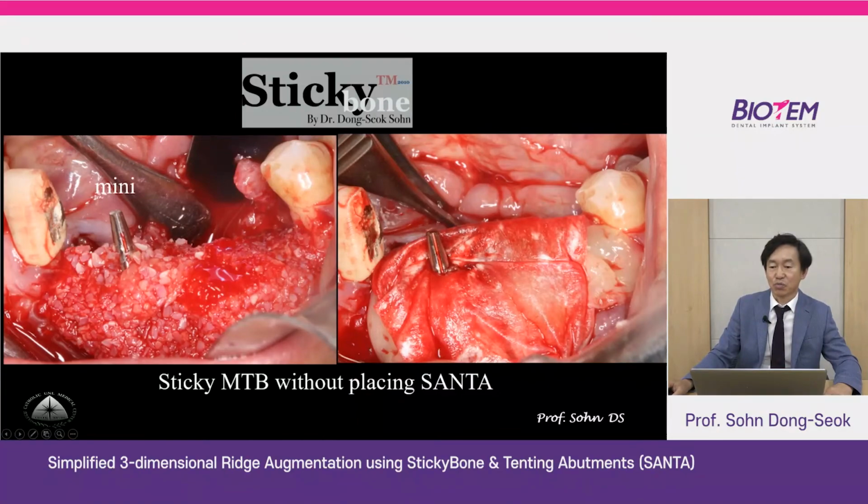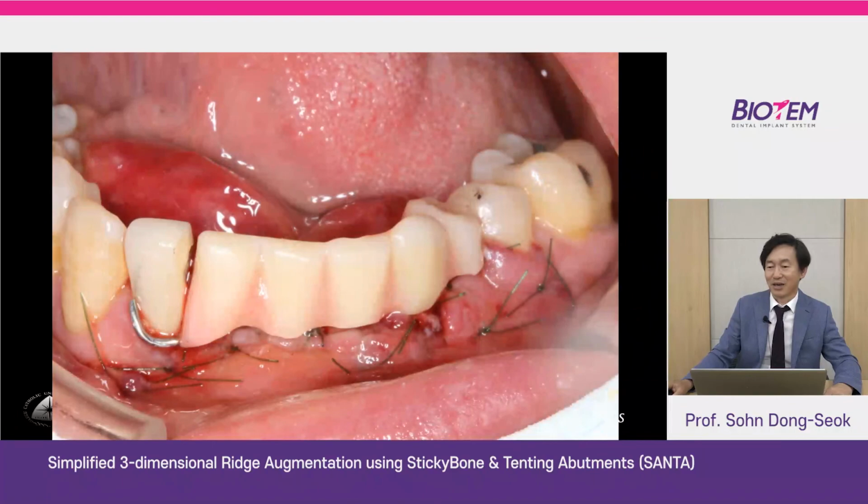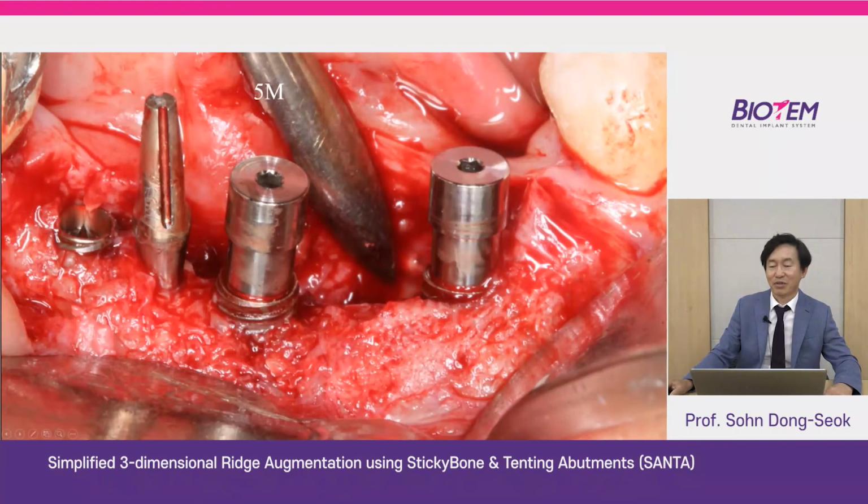StickyBone was placed over the implant, but I forgot to place a Santa in this case. This is the immediate fixed restoration. After 5 months healing, the wound was exposed. The vertical augmentation looks good, but there is some bone disruption around the implant neck.